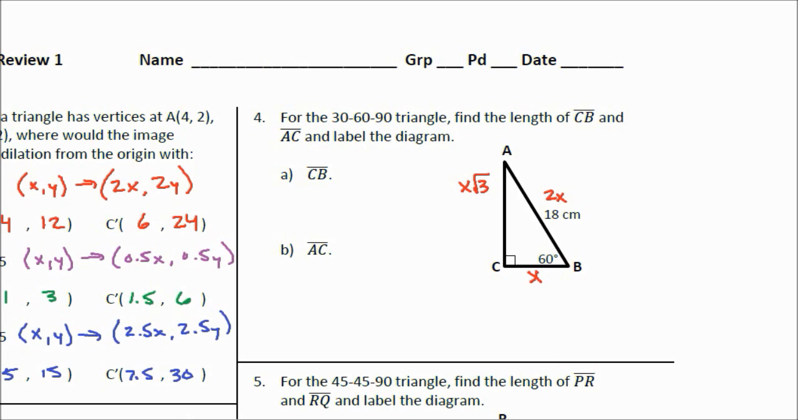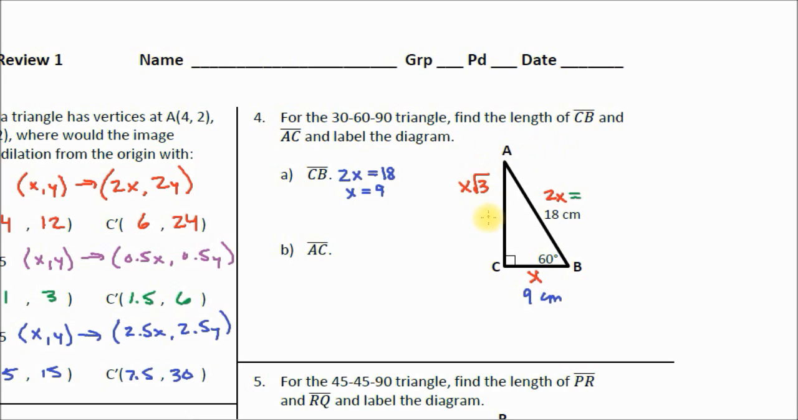And the way we do that is simple. Just put an equal sign on any of the sides you know. So you know, class, that 2x is equal to 18. Let's write out 2x equals 18. And that means x must equal 9. And that means that we know that CB must be 9. Because CB is the same as x. So we already found CB. CB is 9 centimeters. And then how do we find AC?